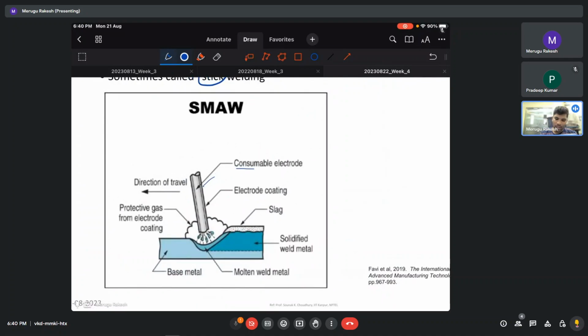So this is the terminology used. We have a consumable electrode and the electrode coating on the surface. Then we have a slag that we have to remove after the welding. Then we have the solidified weld metal, the molten weld metal and the base metal. And we have protective gas from the electrode coating, and this is the direction of welding.